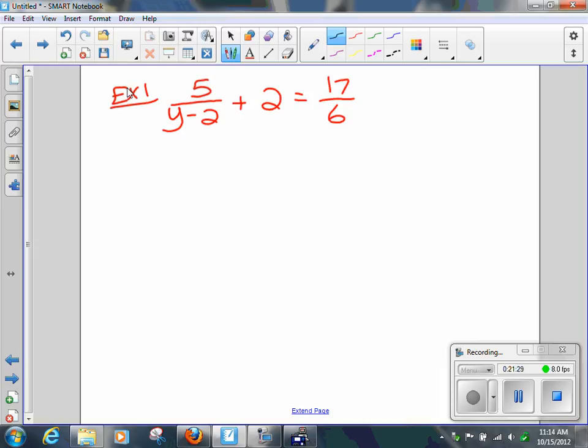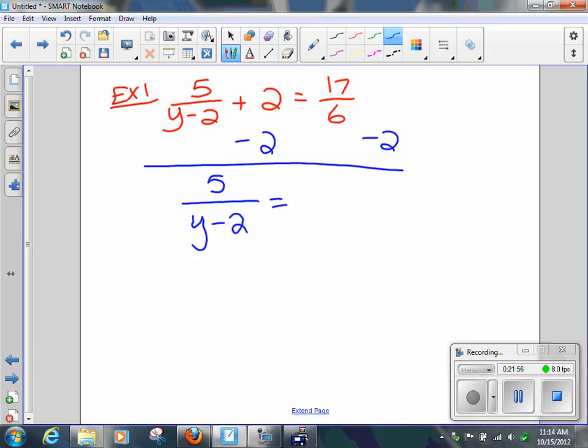What are we going to do with this? No, we are not going to run for the hills. Why do you want to put the 2 over on the right? I'll have the variable on the left side, and I'll have all the plain old numbers on the right side. Do you guys see that? Okay? We're trying to make it easy on ourselves, so I'm going to subtract 2. And it's going to give me 5 over y minus 2 is equal to 17 over 6 minus 2 over 1.